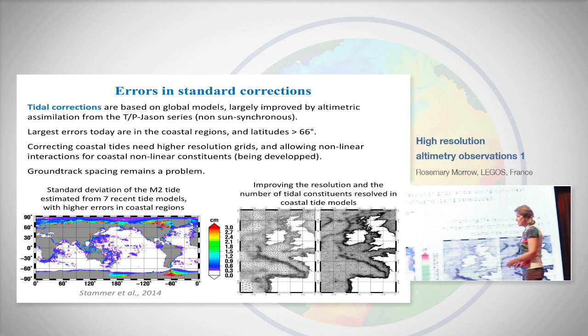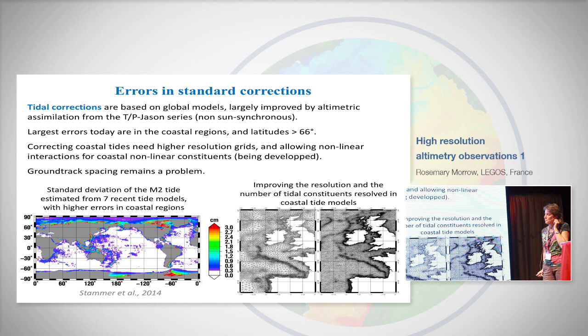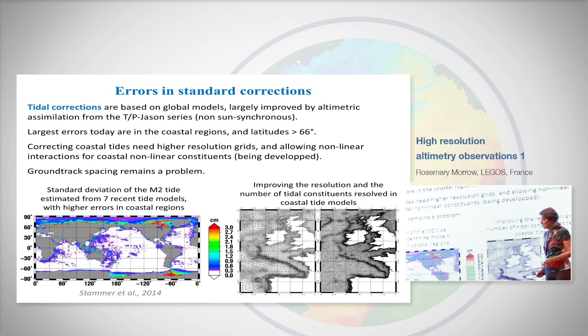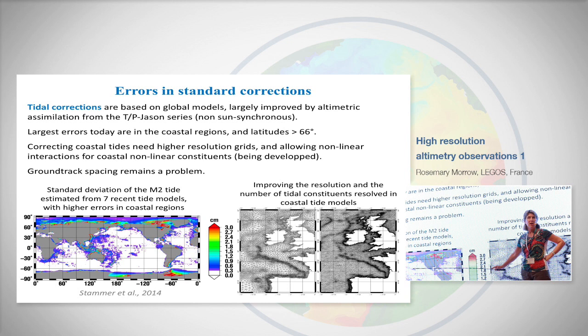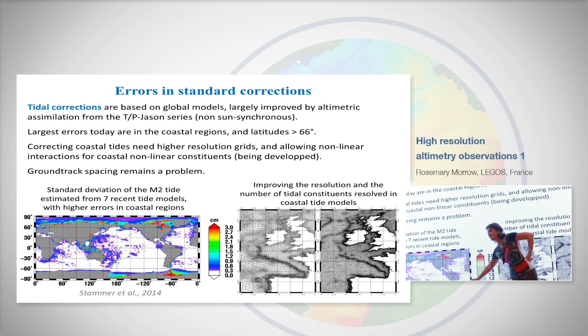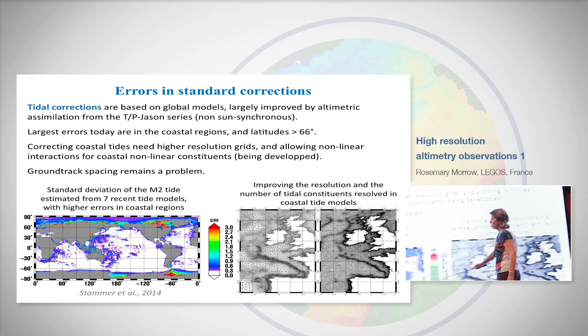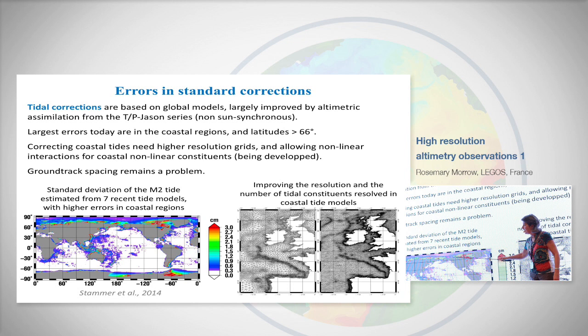And this is a paper by a group who did a review of all of the current tide models being used and looking at areas where you have the largest errors. And you can see that the Jason series, which was designed to have good estimates of the tides, finishes at 66 degrees north and south. So we have more than 20, 25 years of Topex Jason data that's given us very, very good observations of the tides in this area.